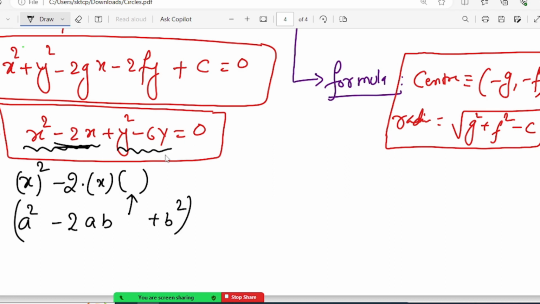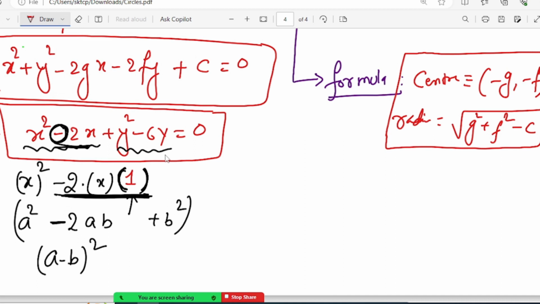Why I have selected this negative expansion, a minus b whole square, because its middle sign is negative. So I am trying to adjust this expansion here. So a square, that is the x square, minus 2a, that is the x. Now you have to think what should be multiplied here as b, so that the complete middle term becomes minus 2x. So it's very simple, you have to multiply with 1, isn't it?